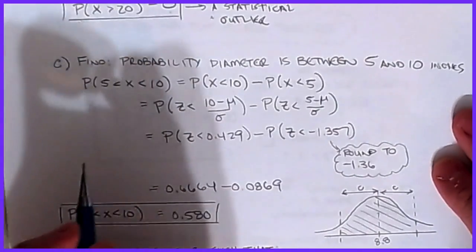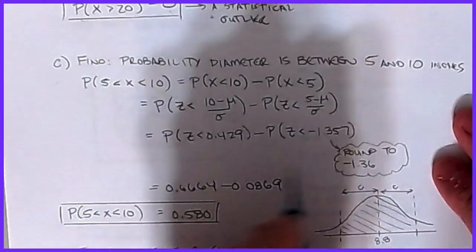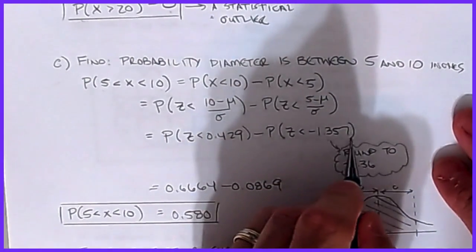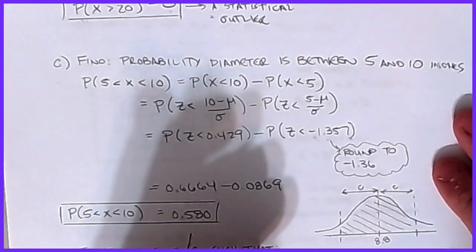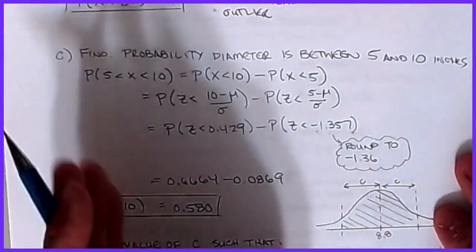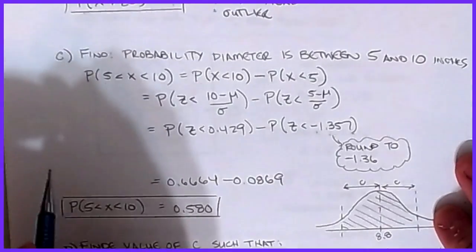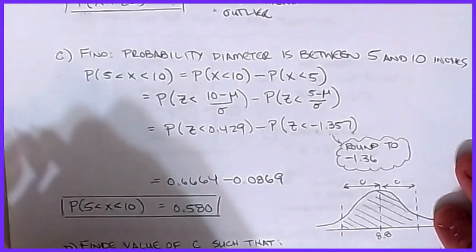I plug in my mu and sigma values, and so now I'm doing statistics for a z of 0.429 and a z of negative 1.357. So the negative basically tells you you're to the left of the mean of 8.8, which obviously 5 is less than 8.8. Okay, so if you're to the right of it, it's positive. If you're to the left of it, it's negative. It all works the exact same way. So I'm going to round that to minus 1.36.